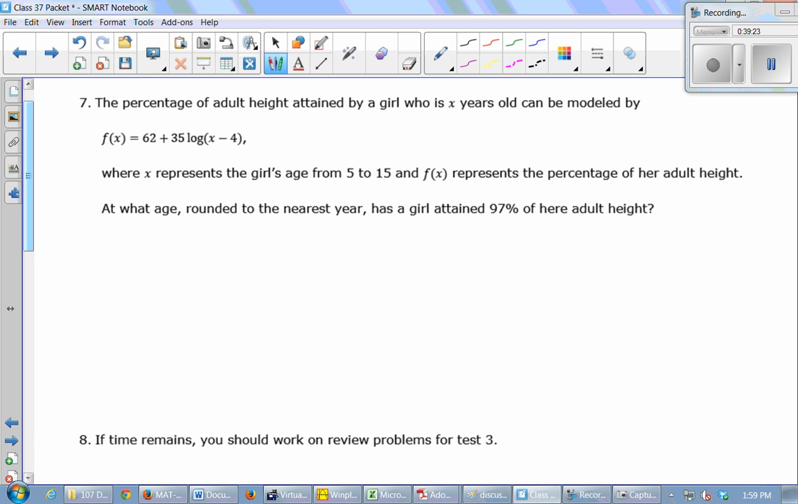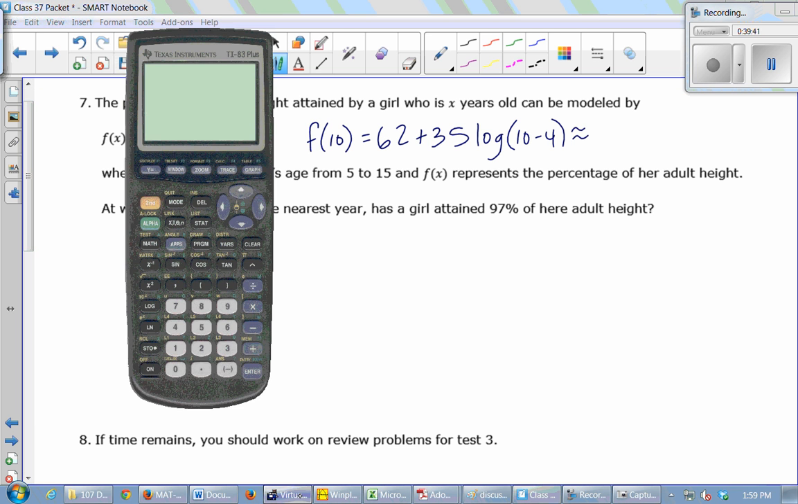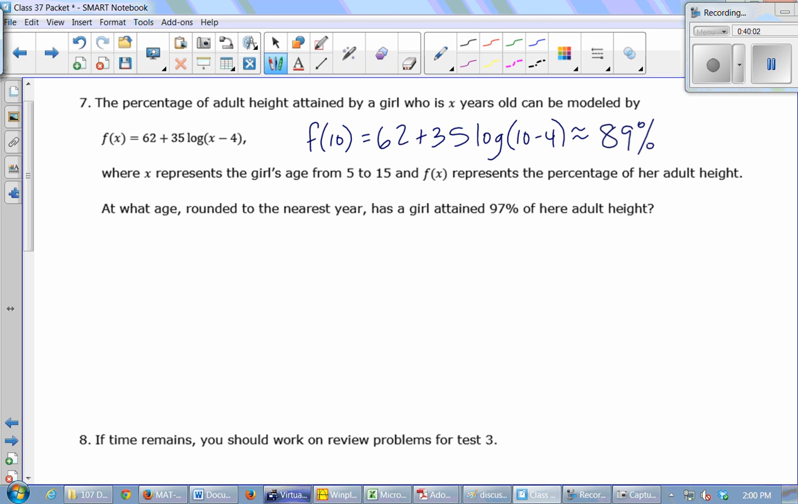So let's do, what does that mean? That's a good question. So plug in an age, let's say 10 years old, right? So f of 10 would be 62 plus 35 times the log of 10 minus 4. So let's get a number for this. 62 plus 35 times the log of 6. Get about 89%. So that means that at 10 years old, a girl is approximately 89% of how tall she will eventually be.